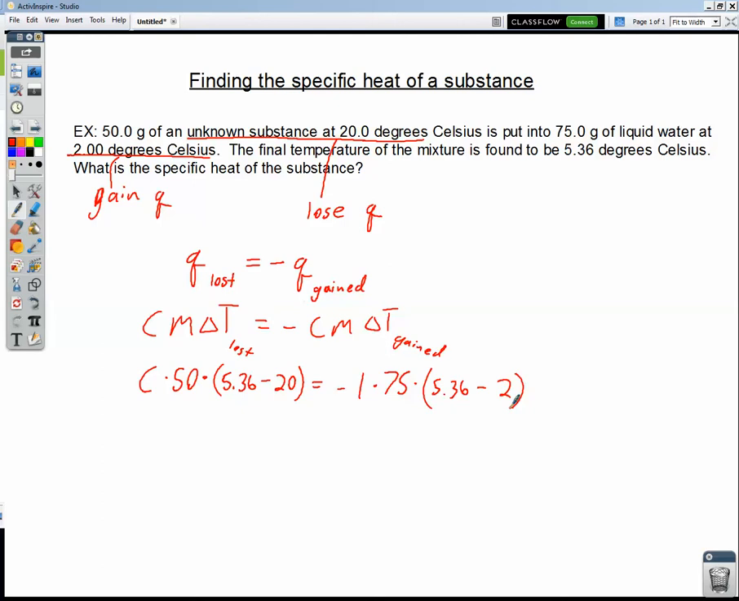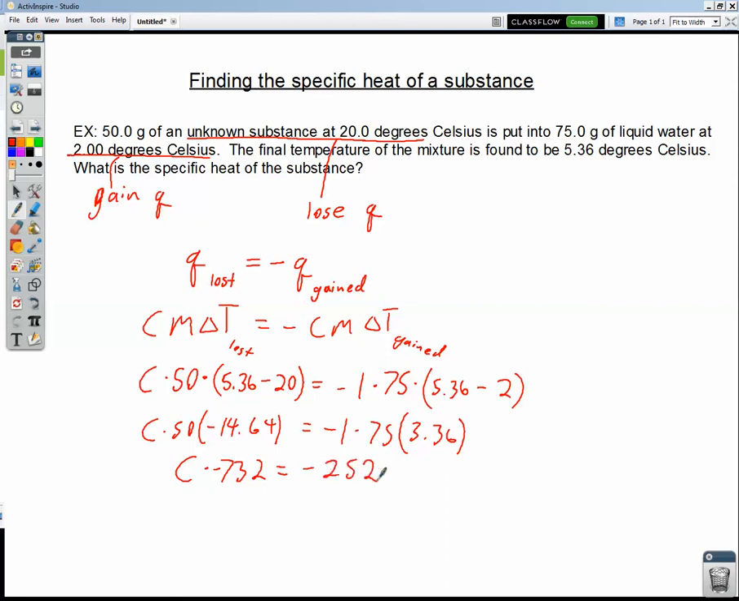So simplifying this and solving, let's plug some of this into the calculator. On this side, we have a change in temperature of negative 14.64, and on the other side, negative 1 times 75 times 3.36 on this side. So doing the math a little bit more, 50 times the negative 14.64, we've got negative 732. And that's going to equal 1 times 75 times 3.36 gives us 252.